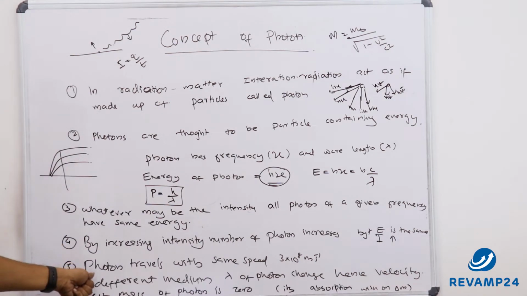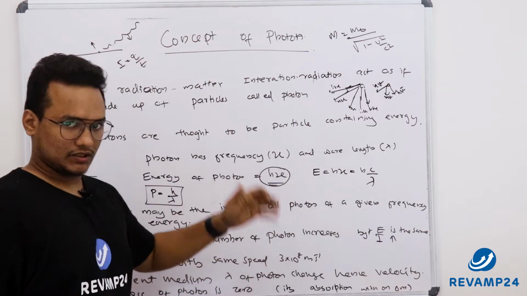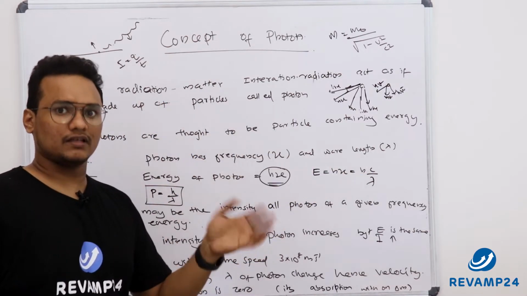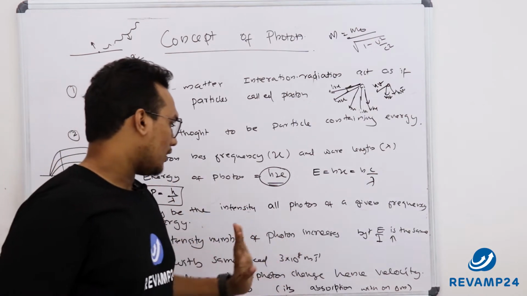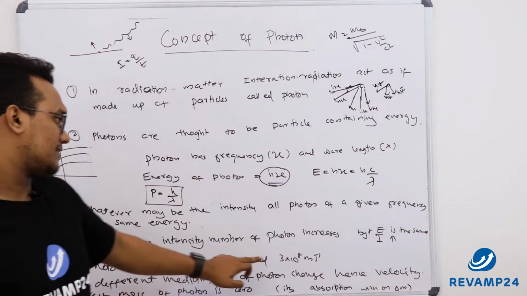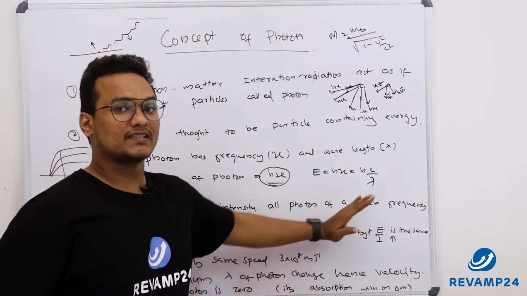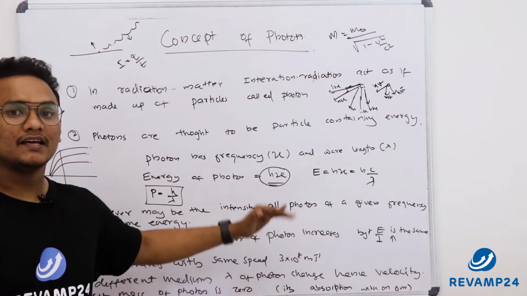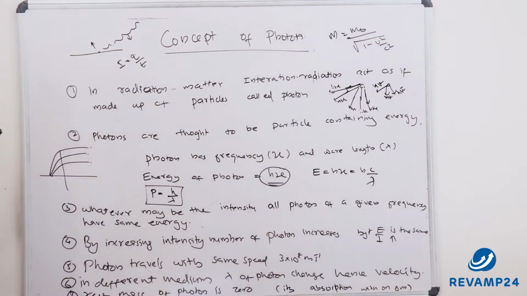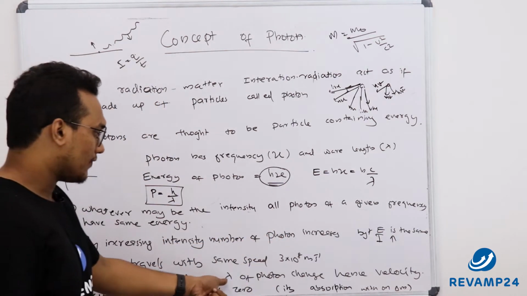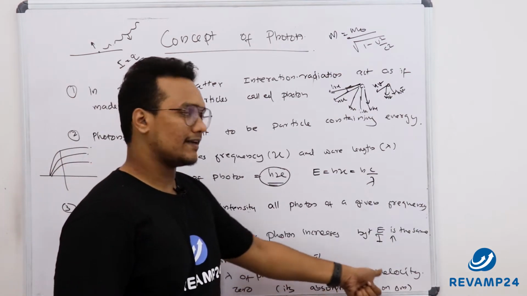Next point, photon travels with the same speed. Whatever the color, it's the same for all frequencies and all wavelengths. The speed of the photon is the same, 3 into 10 power 8 meters per second. But this speed will change whenever the medium is changed. I will cover that in the next line. In a different medium, the wavelength of the photon changes, hence the velocity.